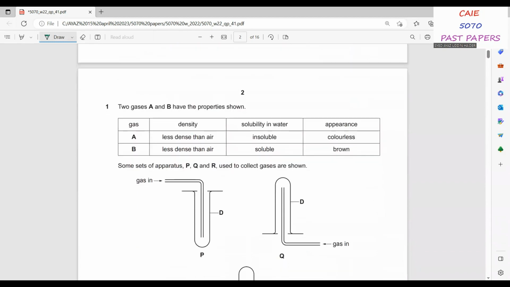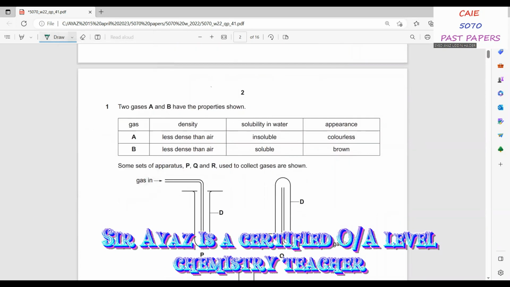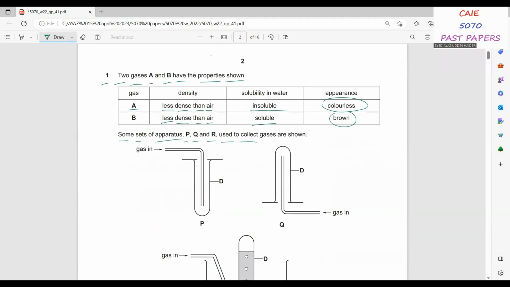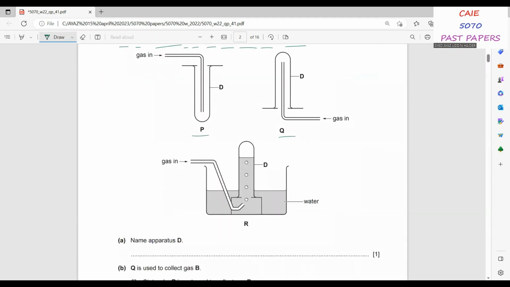So here's question number 1. Two gases A and B have the properties shown. A is less dense than air. B is less dense than air. A is insoluble in water. B is soluble in water. A is colorless and B is brown in color. Some sets of apparatus P, Q, and R used to collect gases are shown. This is P, Q, and R.